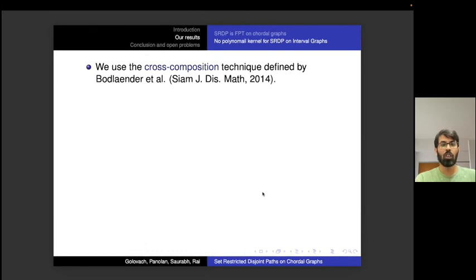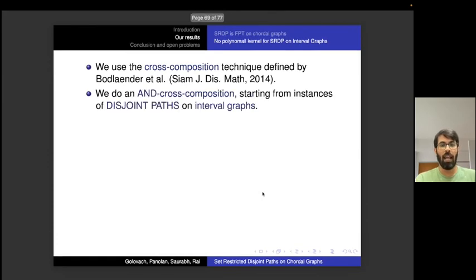And for that, we use the cross composition technique defined by Bodlaender et al. So in their work, they use the OR cross composition more, but here we do an AND cross composition. I'm not going to go too much into detail of this technique, but this is a very well-known technique for showing lower bounds, kernelization lower bounds. And it has very nice connections with the classical complexity. So here we start with many instances of an NP-complete problem and try to make one instance of the problem for which we are trying to show the lower bound, the kernel lower bound.